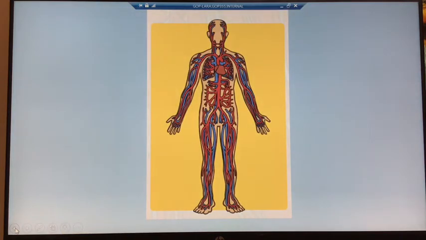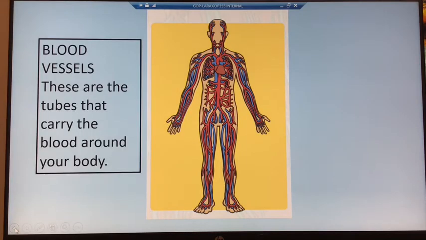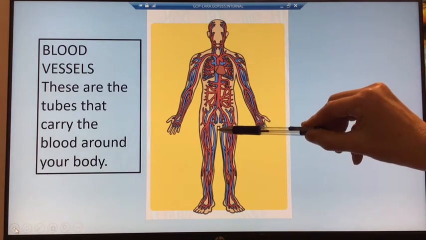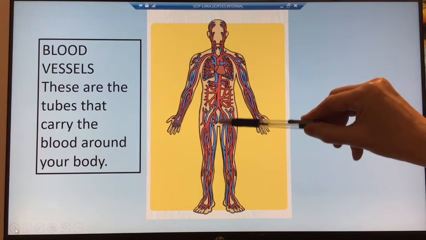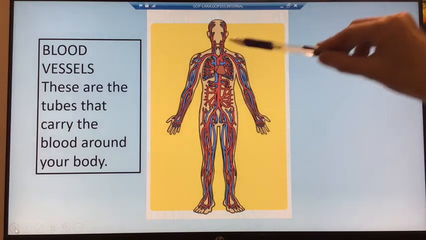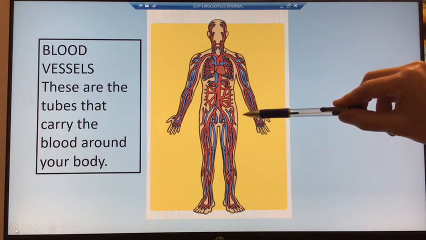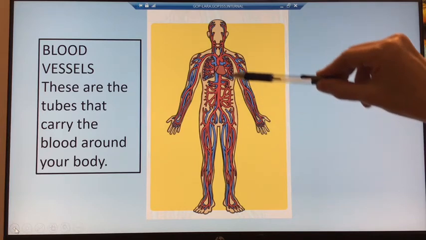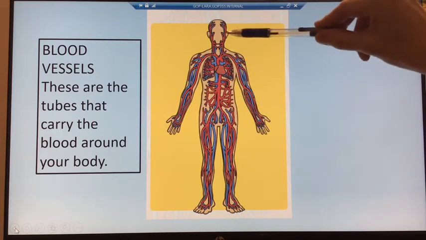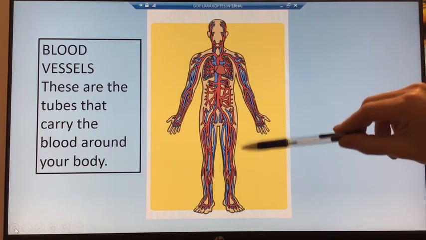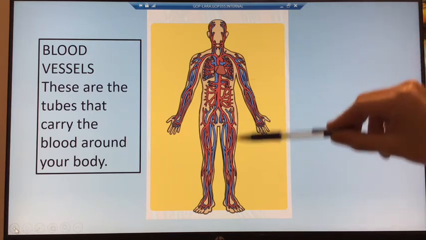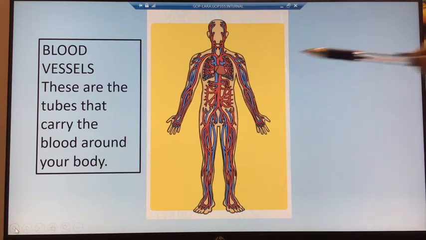Well, let's see if we can spot them, and I'll explain a little bit more about their function. So the blood vessels. The blood vessels are all these red and blue tubes on the picture. This is very simplified. Your blood vessels are tiny. And as you can see they run all over the body, and it is their job literally to carry the blood around your body.